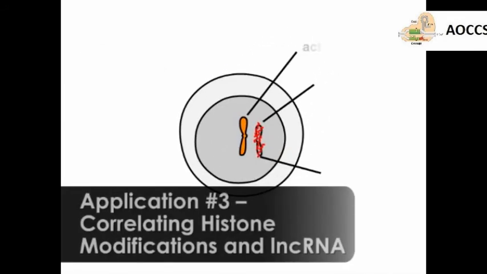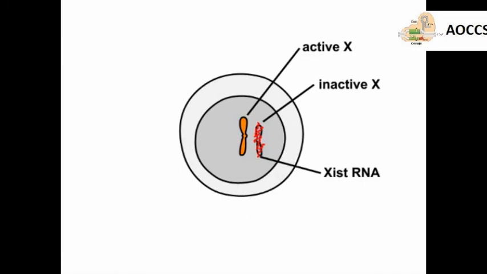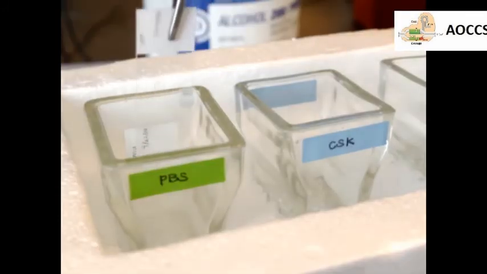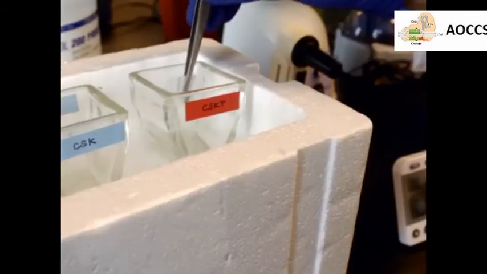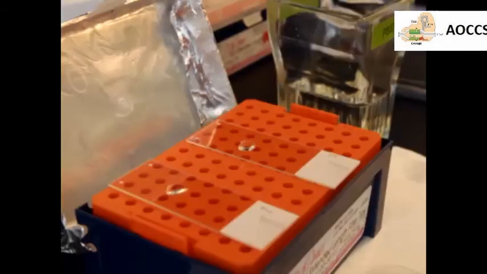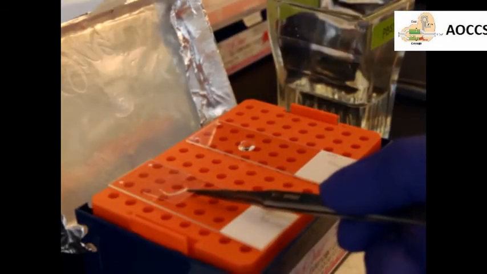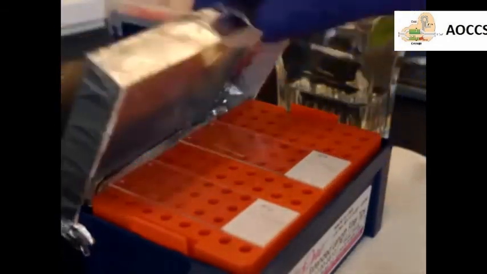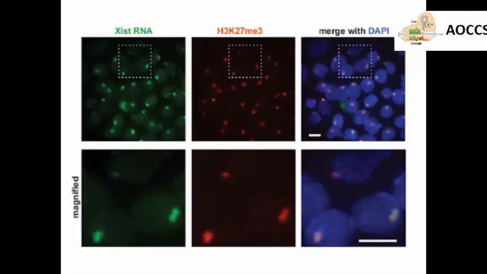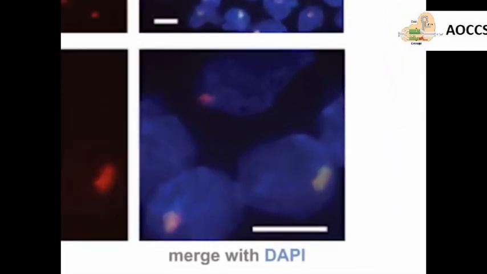Finally, epigenetic processes such as X-chromosome inactivation can be studied at the single-cell level using microscopy-based techniques. In this experiment, fluorescence in situ hybridization for Xist RNA was combined with immunofluorescence against known histone modifications. The lincRNA and histone marks could then be co-localized to reveal possible functional relationships.